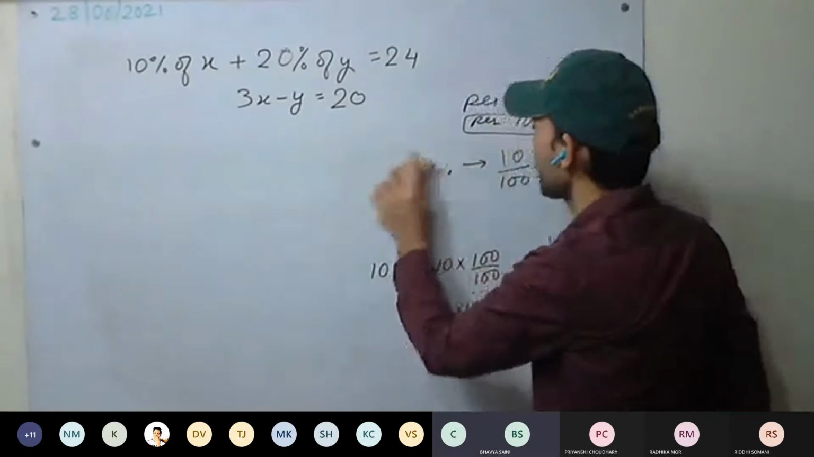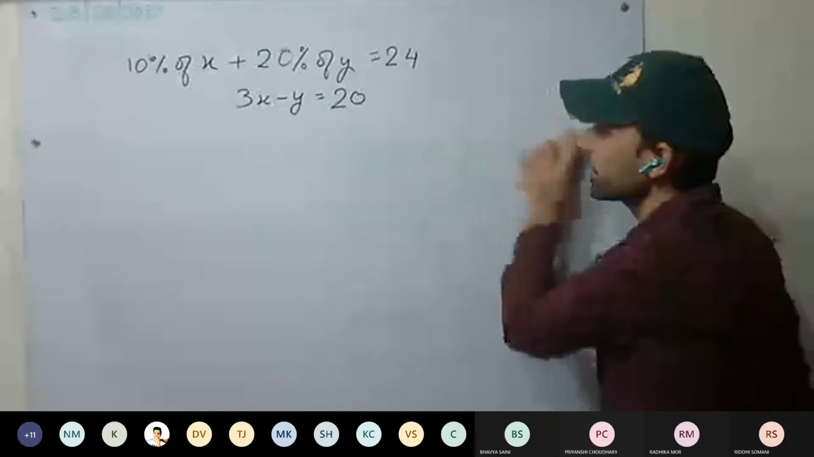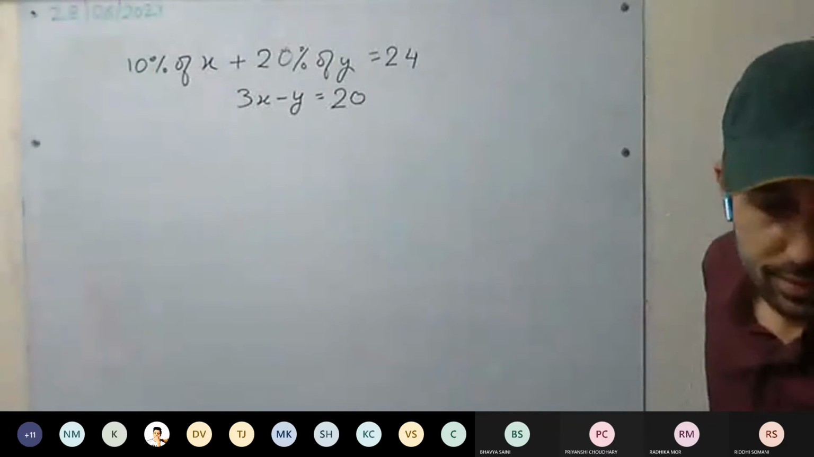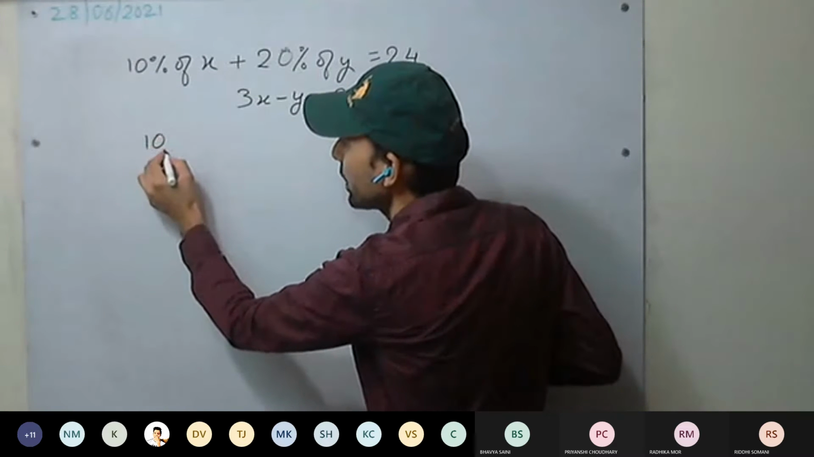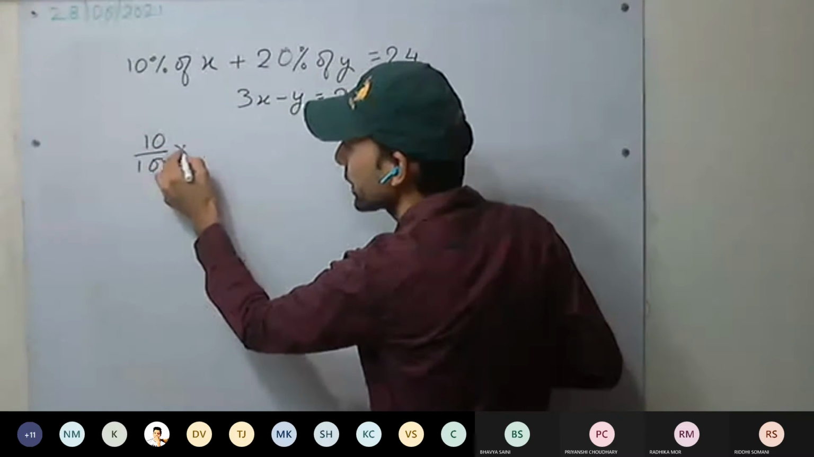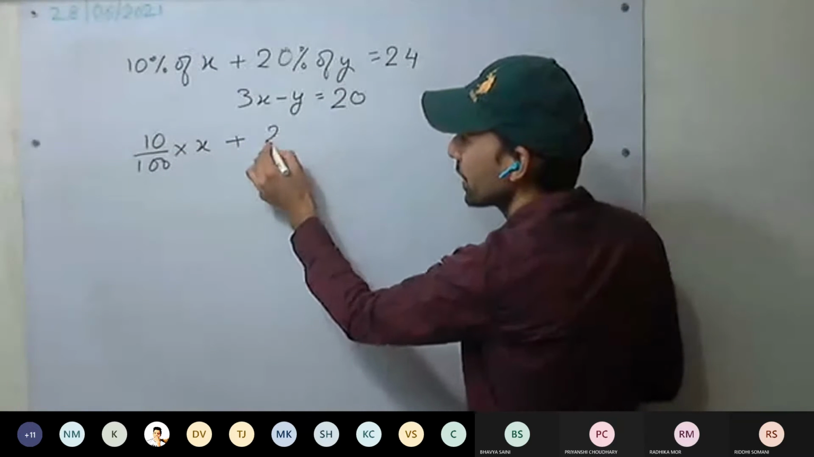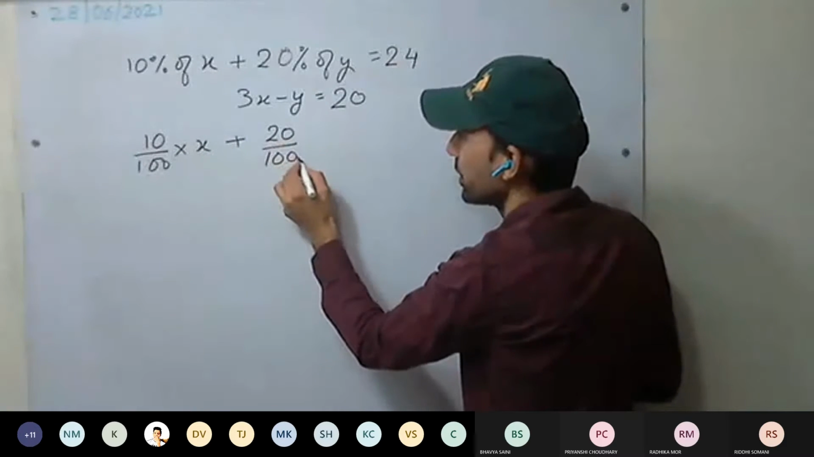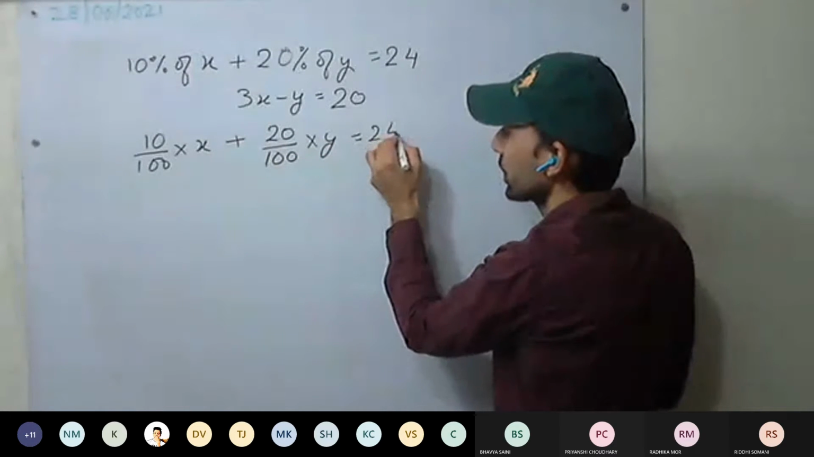A very small chapter, percentage. So 10% of x we are calculating. So 10% of x will be what? 10 by 100, of means into x. 20% of y, 20 upon 100 into y equal to 24.